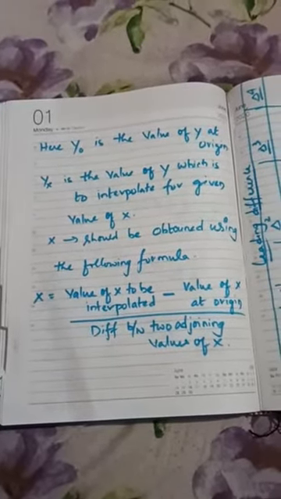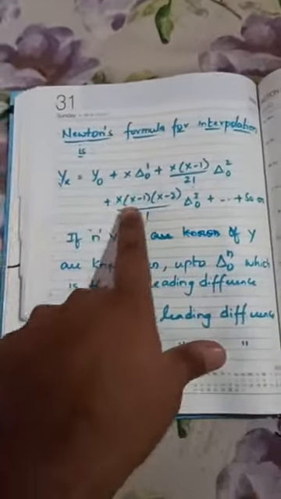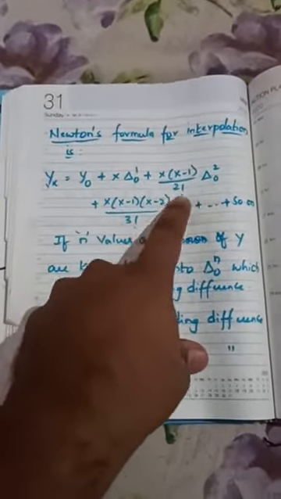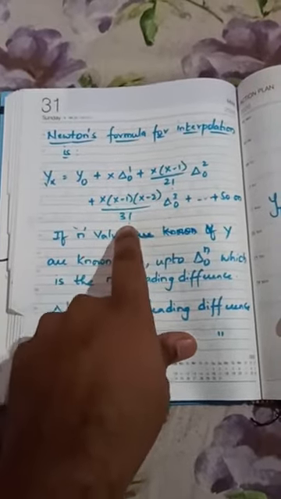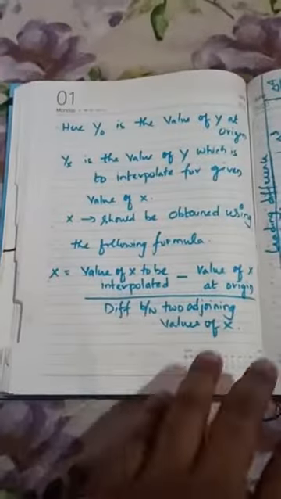Clear? Next, x should be obtained using the below formula, where here you could see x minus 1 by 2 factorial, x minus 1 x minus 2 by 3 factorial, and so on. What does this x mean? So let us see how to write that x.